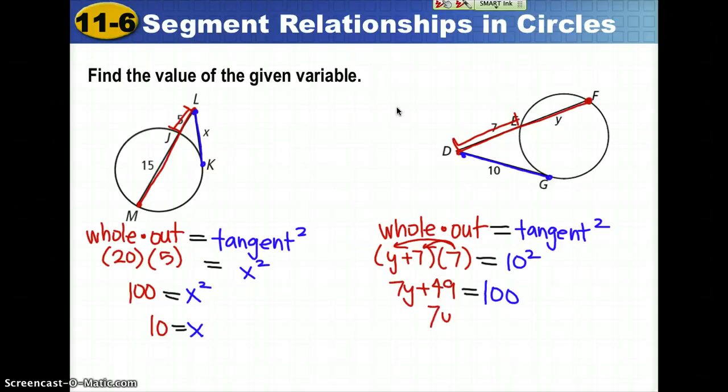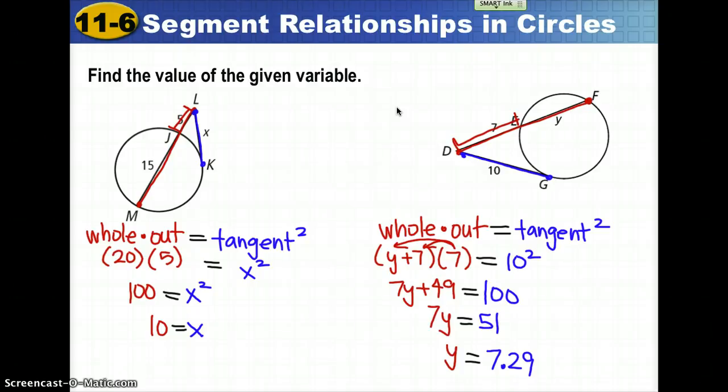Subtracting 49 from both sides gives us that 7y equals 51. Dividing both sides by 7. This is a decimal. Decimals happen, right? We're not afraid of them or anything. We know they happen. In this case, the answer then is 7.29. Y is 7.29. Okay, I hope you've jotted all of this down and taken good notes.